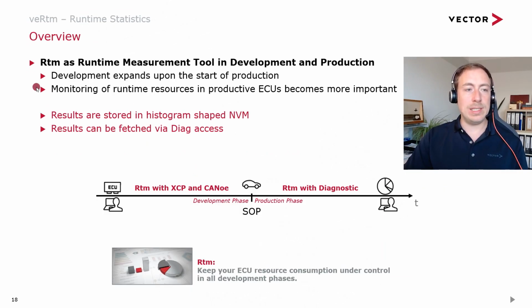The way it would work is you could integrate the RTM with XCP and CANoe during development phase, then XCP would be disabled, and the RTM statistics are being stored non-volatile. That means when the ECU shuts down, you get statistics of your runtime behavior, and with the diagnostic access, you can read it and understand how the ECU and the vehicle performs on the road.